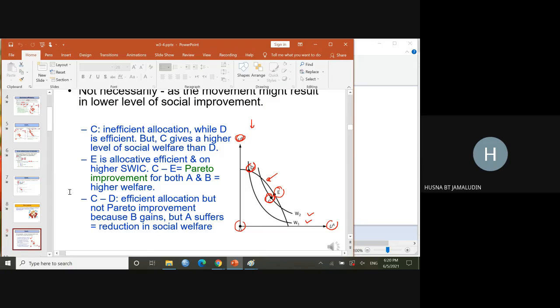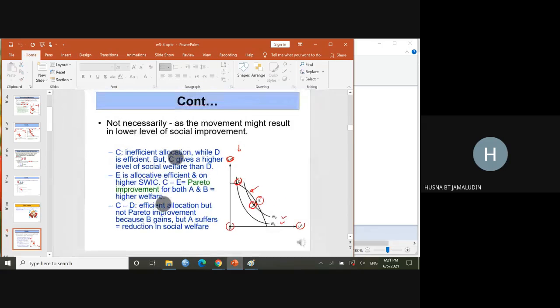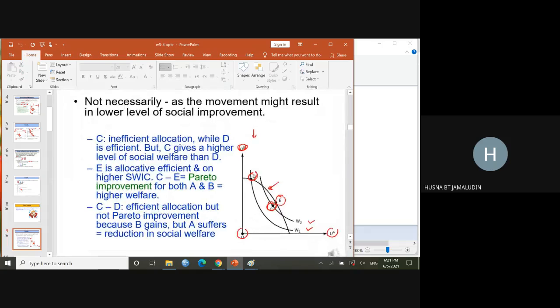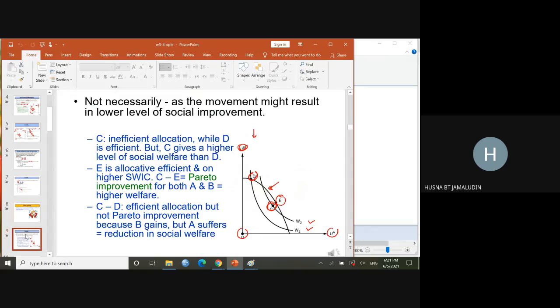Okay, basically I have actually explained this in the next slide. If you watched the video, you should be able to answer it, because the question I posted here and the answer is straight away in the next slide, which is slide number 9. The answer is not necessarily, as the improvement might result in a lower level of social improvement. If you look at here, you have point D, point C, and point E. We can just ignore point E.